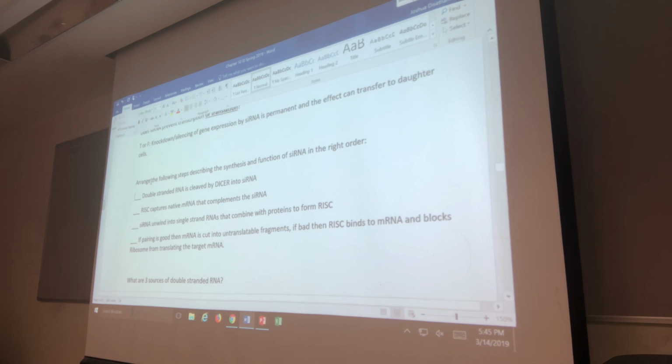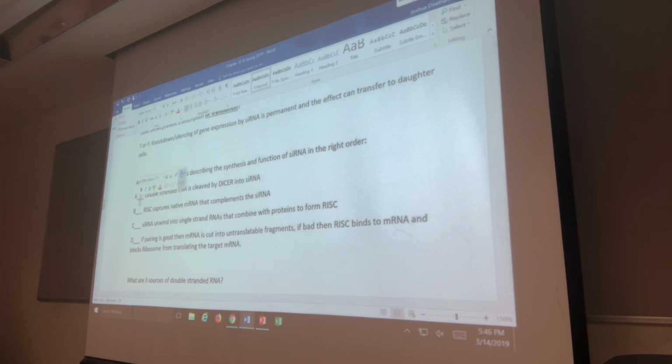We'll just call this A, B, C, and D. Which one of these probably happens first? A, that is correct. Let's see what it says. Double-stranded RNA is cleaved by Dicer into siRNA. So the first step talks about how siRNA is even made in the first place, so that is definitely step 1. All right, what happens next? siRNA unwinds is the next step, exactly right. This is the next step.